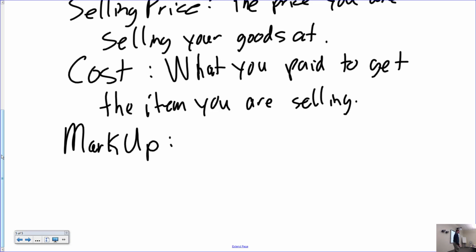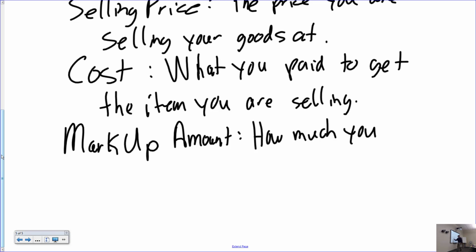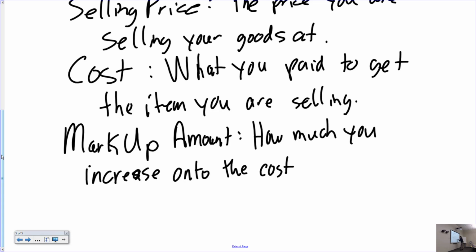what's the markup? Well, I guess I should be more specific here. Let me call it the markup amount: how much you increase onto the cost to get the selling price.